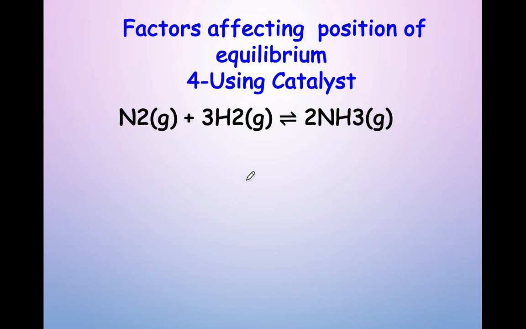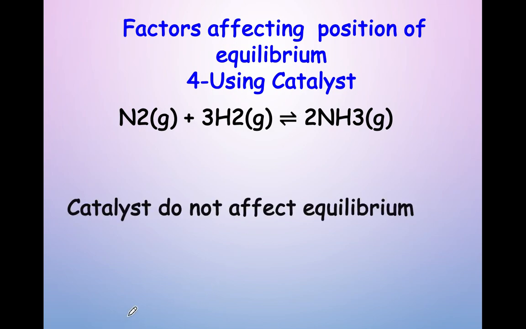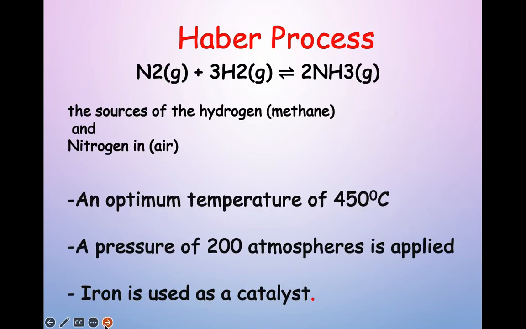Now using a catalyst. Of course, a catalyst doesn't affect the equilibrium, it only affects the rate of reaction. It increases the rate of reaction, but on the equilibrium, never. The same, because we mentioned before that the rate of forward reaction equals the rate of backward or reverse reaction. So the catalyst will not affect it.